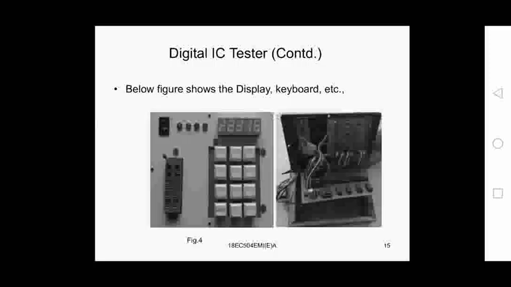Below these are the different internal connections and outer connections of your digital IC tester. These are the different switches, and you will have the LED display, and on this base you have to put the IC, apply the clock pulse and the power supply, and check the functionality of each pin of the IC, which will be displayed on the LED display. And this is the internal block diagram of the IC tester.